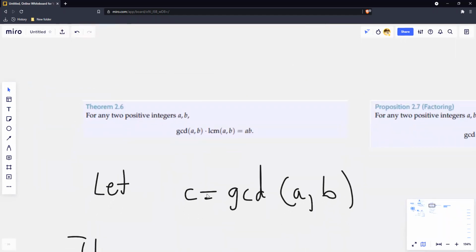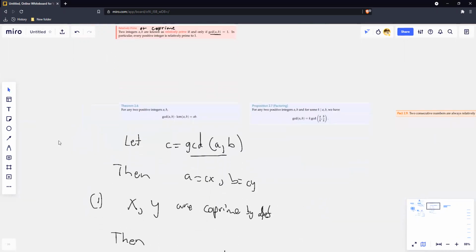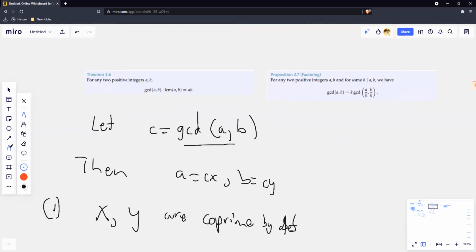So let C be equal to GCD A comma B. So C is basically this number as we did in the output, right? Then we have A is equal to CX and B is equal to C times Y, right? Why is this true? Well, we can use proposition 2.7, but let's assume that we don't know this yet. So we can say that since this is true, A is equal to CX, B is equal to CY.